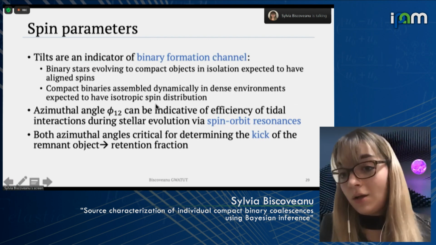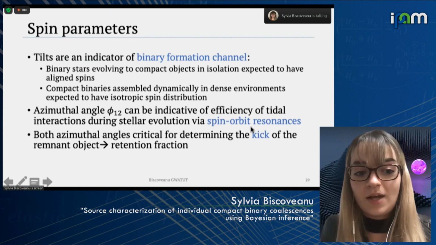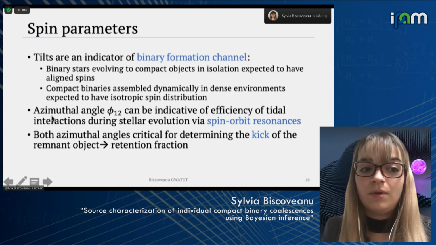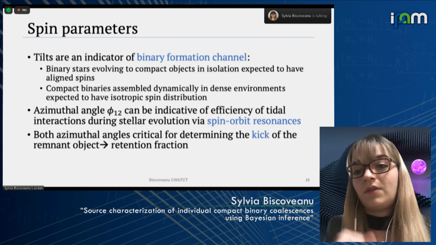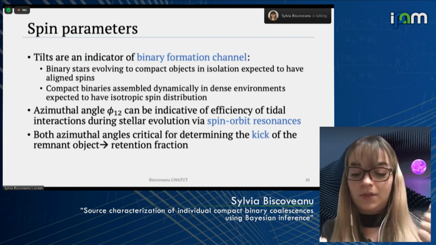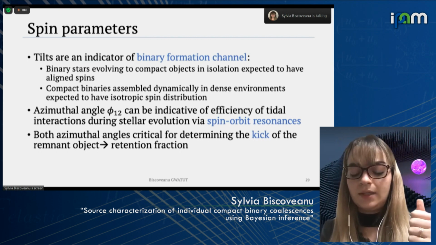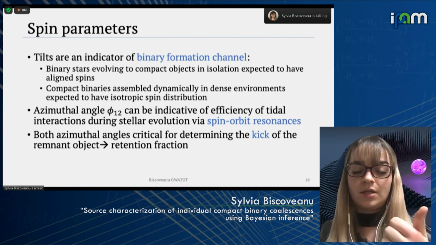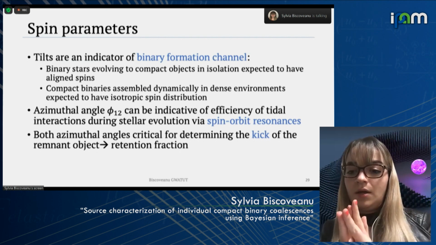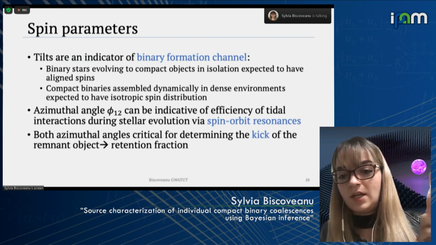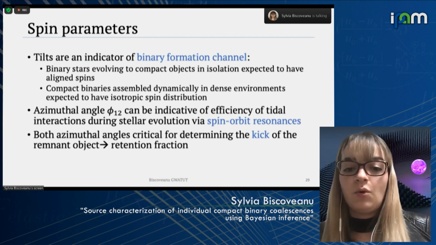The azimuthal angles also actually carry information about the binary's history as well. So the azimuthal angle phi 1,2 can be indicative of the efficiency of tidal interactions during the stellar evolution. So if there are efficient tides while the two stars are evolving in the isolated evolution channel, basically the orbital angular momentum and the two spin vectors can become locked in a 2D plane and jointly precess about the total angular momentum J at the same frequency. And this is called a spin orbit resonance.